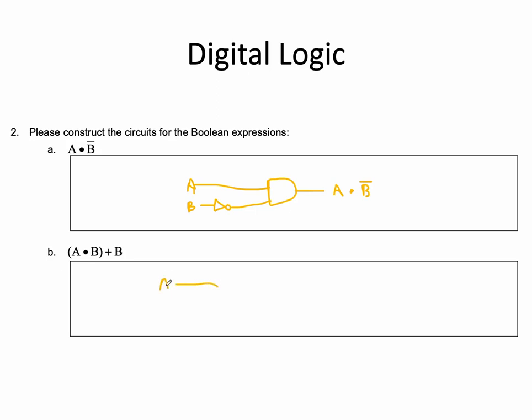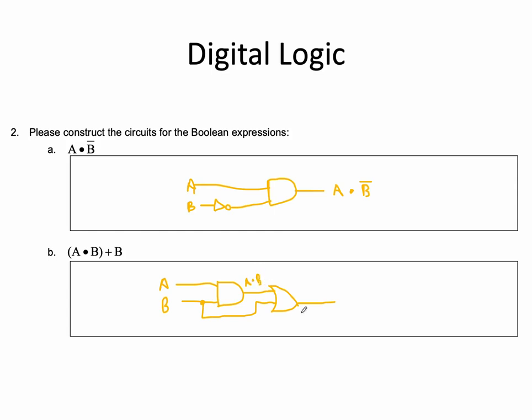Here's input A. Here's input B. And what am I going to do here? I'm going to put them into an AND gate. Remember, this is the symbol for an AND gate. And then I want to take the output of that and OR it with B again. Here's the symbol for an OR gate. And how do I do that? I'm going to connect B, a little circle here, and also put it into this OR gate. And so the output of this is A and B.